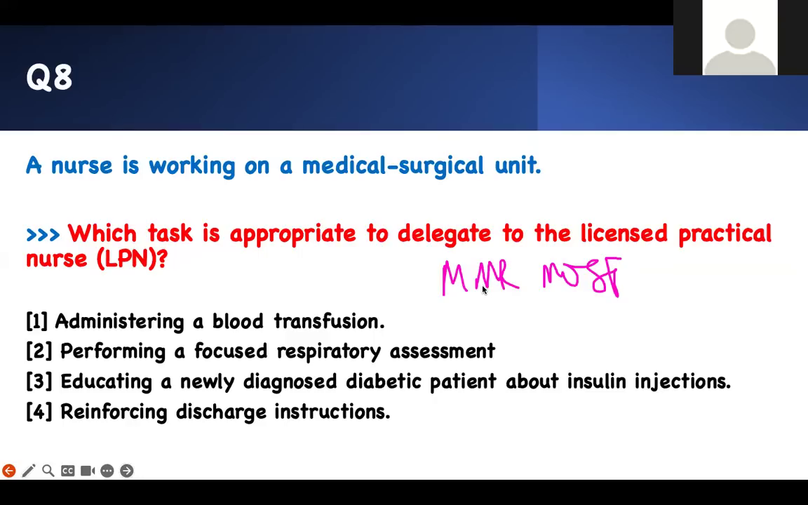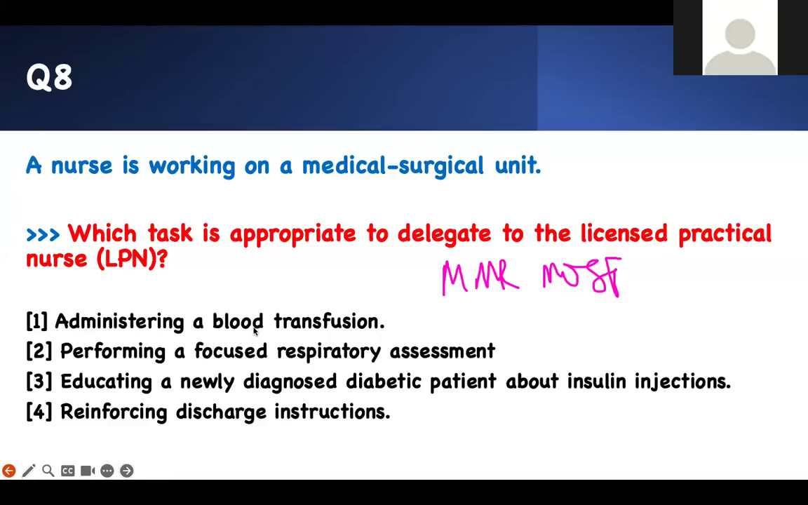That's all. They are not involved in blood transfusion. They may monitor the findings of the RN, but they're not administering the blood transfusion, right? Performing a focused respiratory assessment, right? Think about it. They don't do any assessment, right? They are not responsible for assessing the patient, right? They may monitor those findings. Educating a newly diagnosed diabetic patient about insulin injection. They are not involved in educating them, right?